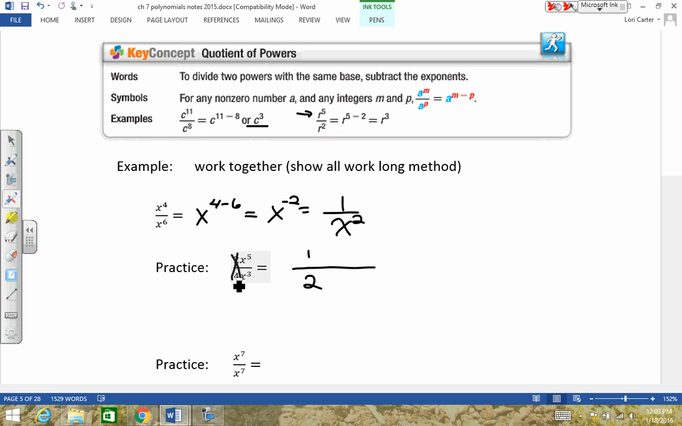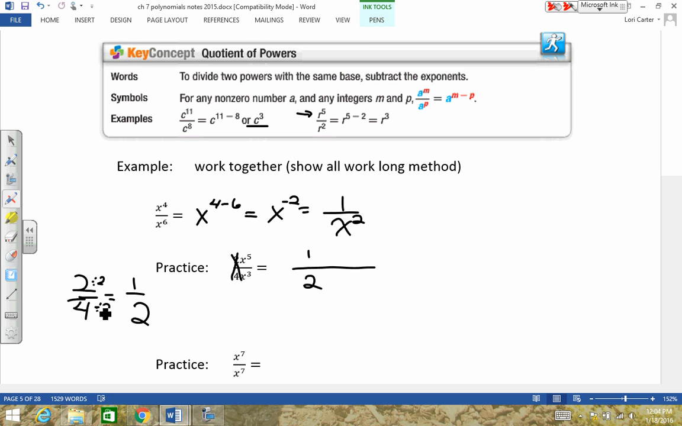2/4. If you reduce 2/4, that's the same as 1/2, right? Because you divide them both by 2. That's all that is. Now you have to do the variable. What do you got? So what's my answer? 1 over x? Nope, it's x.